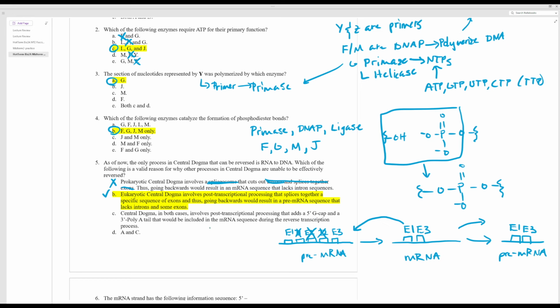Well, the last part is true, right? If you were to do a reverse transcription, it would be included in the pre-mRNA sequence if you went backwards, but reverse transcription is not going mature mRNA to pre-mRNA. Reverse transcription is RNA back to DNA. So it doesn't make sense by that logic, but also Central Dogma in both cases does not involve post-transcriptional processing. It's just eukaryotes. So that gives us B as an answer.